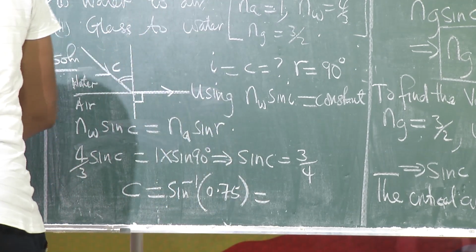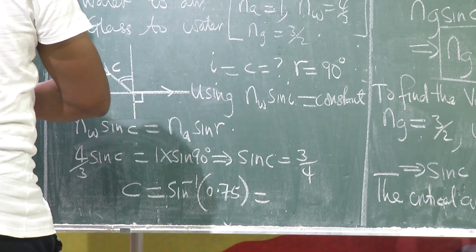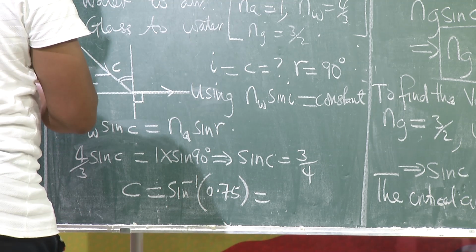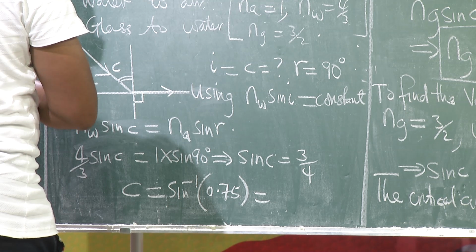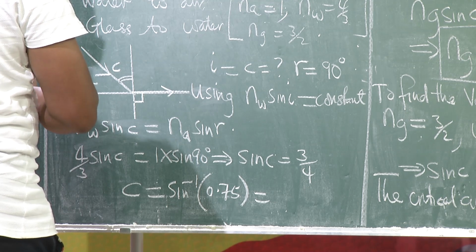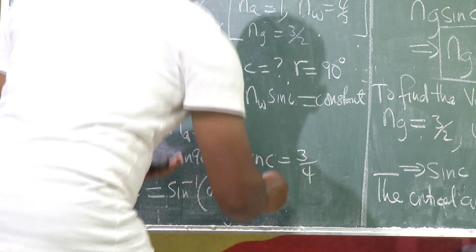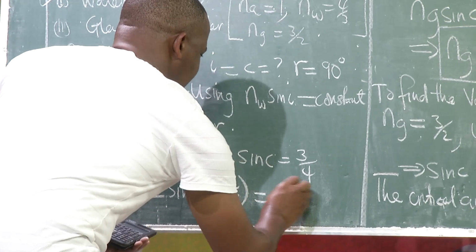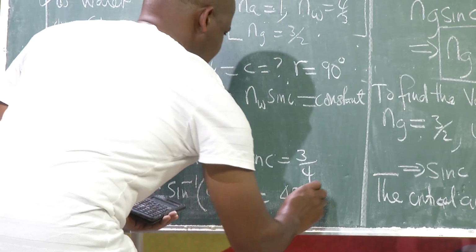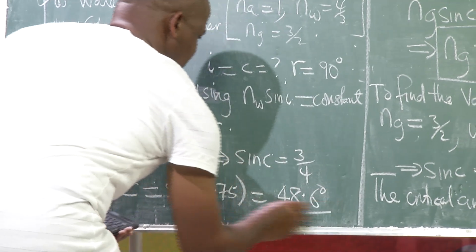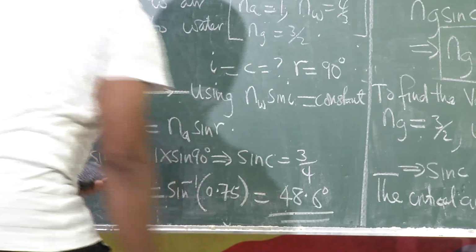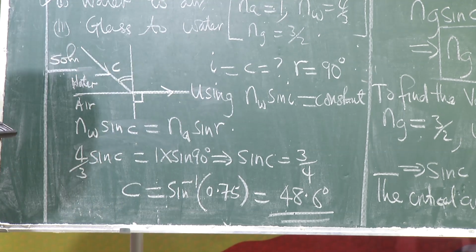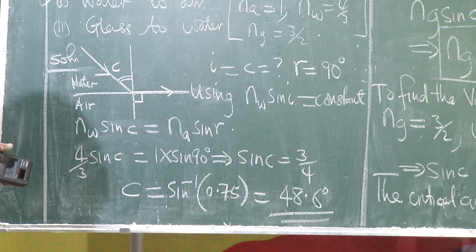Using your calculators, you can verify that the arc sine of 0.75 will give you the critical angle as 48.6 degrees. So the critical angle of water to air is supposed to be 48.6 degrees.